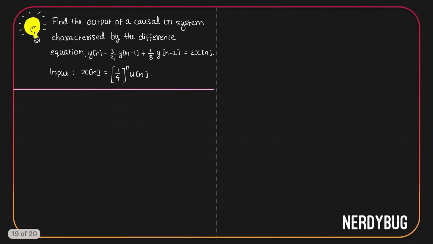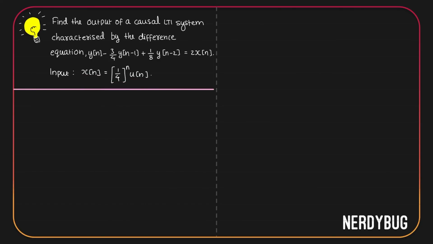Let us solve another problem. We have to find the output of a causal LTI system. It is characterized by the difference equation y of n minus 3 by 4 y of n minus 1 plus 1 by 8 y of n minus 2 is equal to 2x of n. This is the same LTI system from our previous problem. We are giving an input x of n, which is 1 by 4 to the power n u of n.